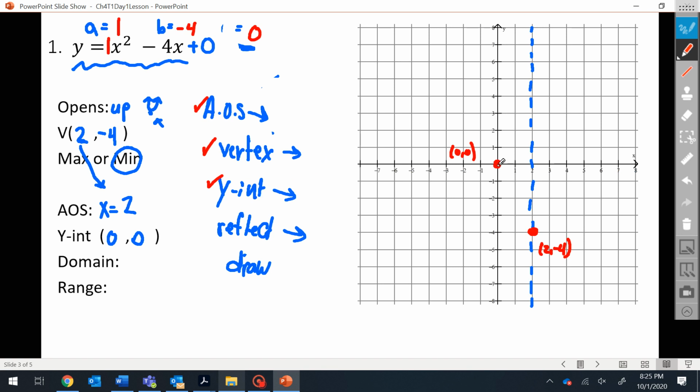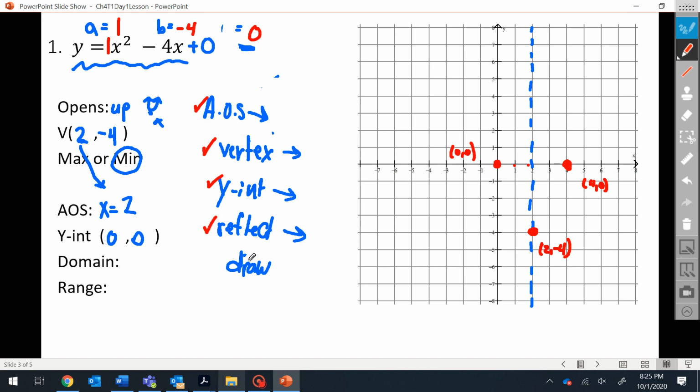Now, I'm going to take the y-intercept and I'm going to reflect it across the axis of symmetry. So what that means is it's 2 spaces away. 1, 2. It's 2 spaces away from the axis of symmetry. So on the other side, I'm going to put it 2 spaces away in the other direction, over here. And that ends up being the point (4, 0). Okay, so I reflected the point.